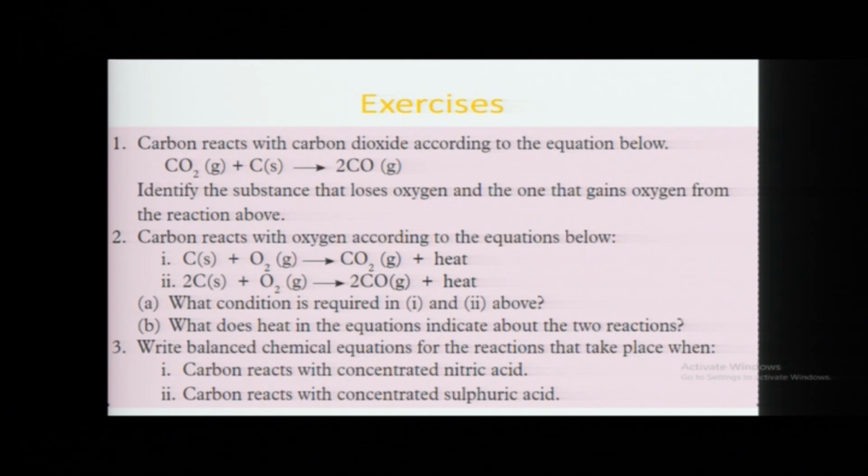All right? Good. The second question. Carbon reacts with oxygen according to the equation below. All right?